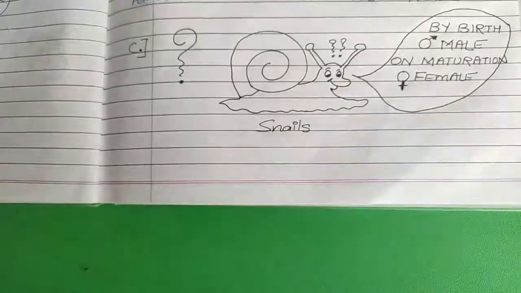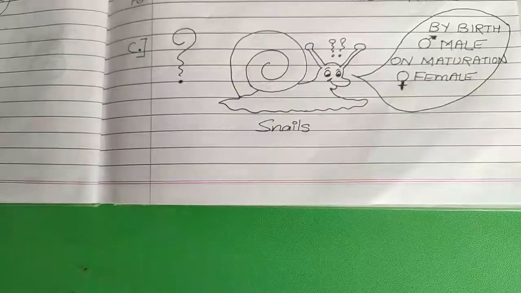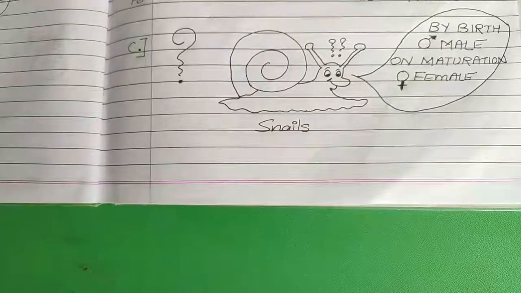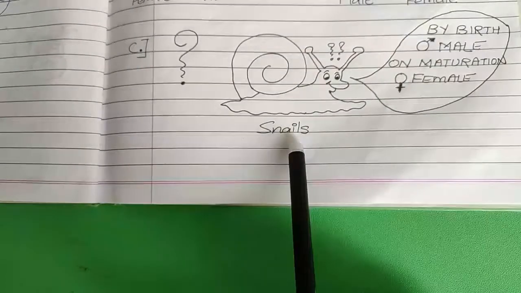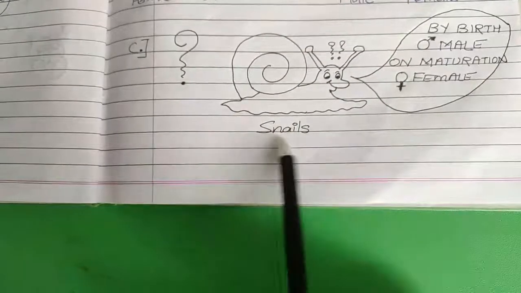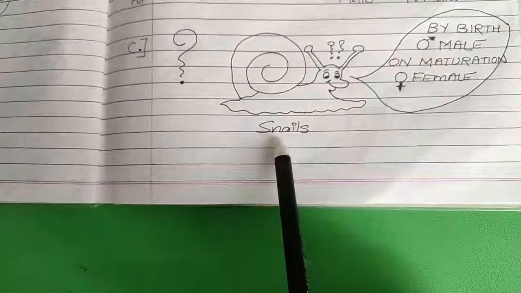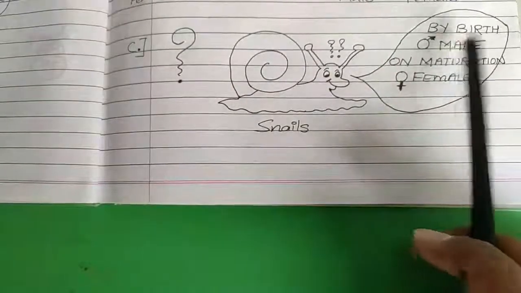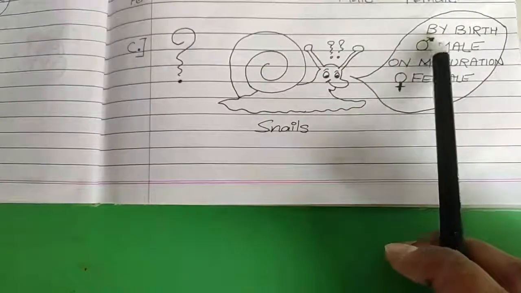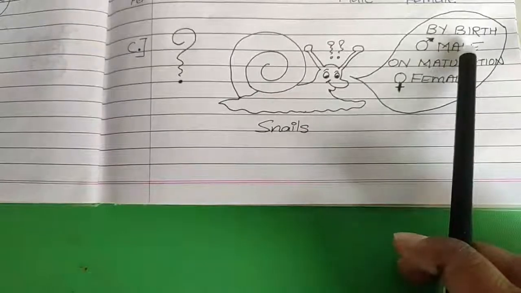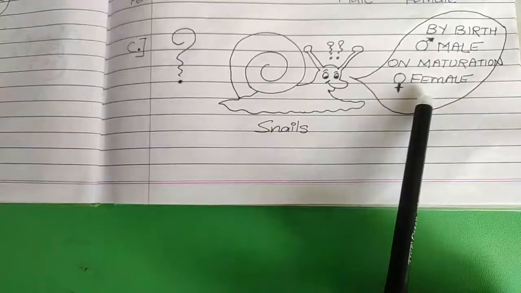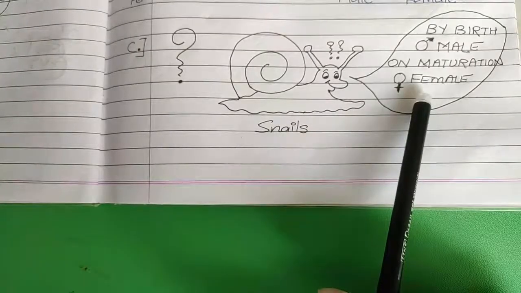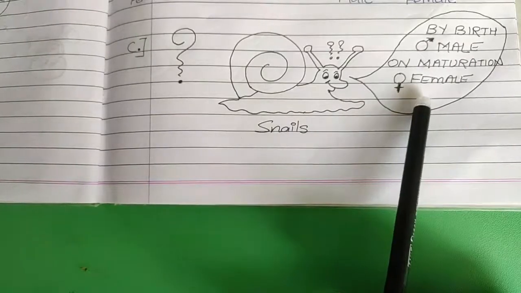Again, you will be curious, how is it possible? Right? Throughout life, sex is not fixed means what? So, the example here we have taken is of snails. When the snails are born, at the time of birth, they are male. And as they grow older, they become female. It means they can change their sex or gender throughout life.